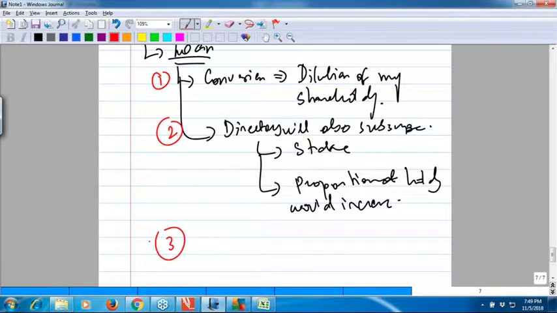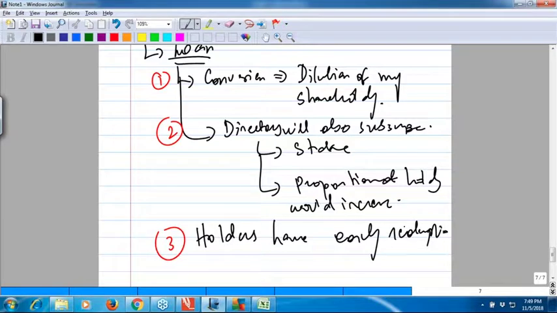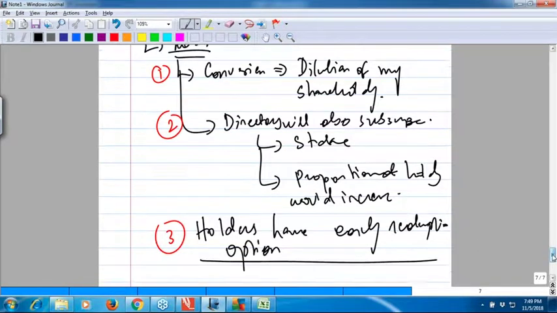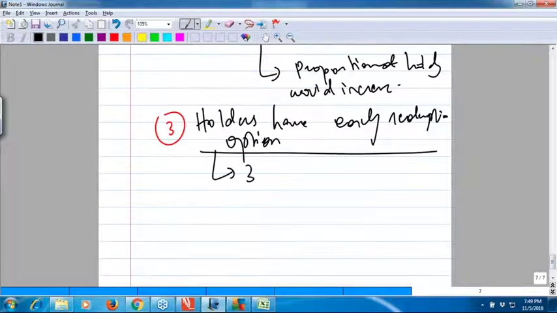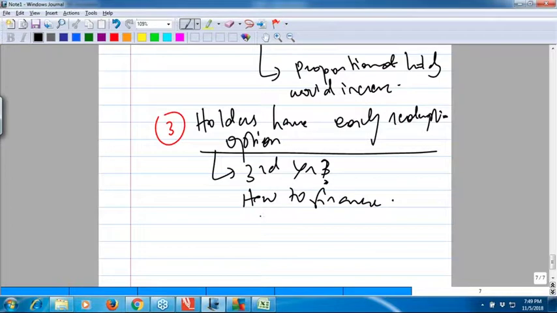Okay, the third point. So this is the first point, this is the second point. The third point is that holders have an early redemption option. So basically what happens is, what if they require repayment in the third year? How would we finance it? How to finance this year three repayment?